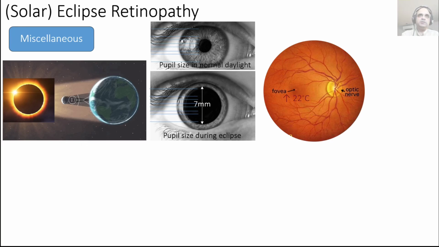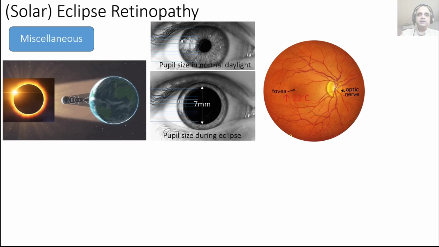The rays coming from the sun will focus on the fovea, and it'll raise the temperature of the fovea by about 22 degrees, and that's happening because your pupil is dilated. Had your pupil been of normal size, the rise in temperature is about 4 to 5 degrees. And this extreme rise in temperature can literally damage your fovea by photothermal reaction within 30 to 60 seconds. The threshold is 90 seconds.